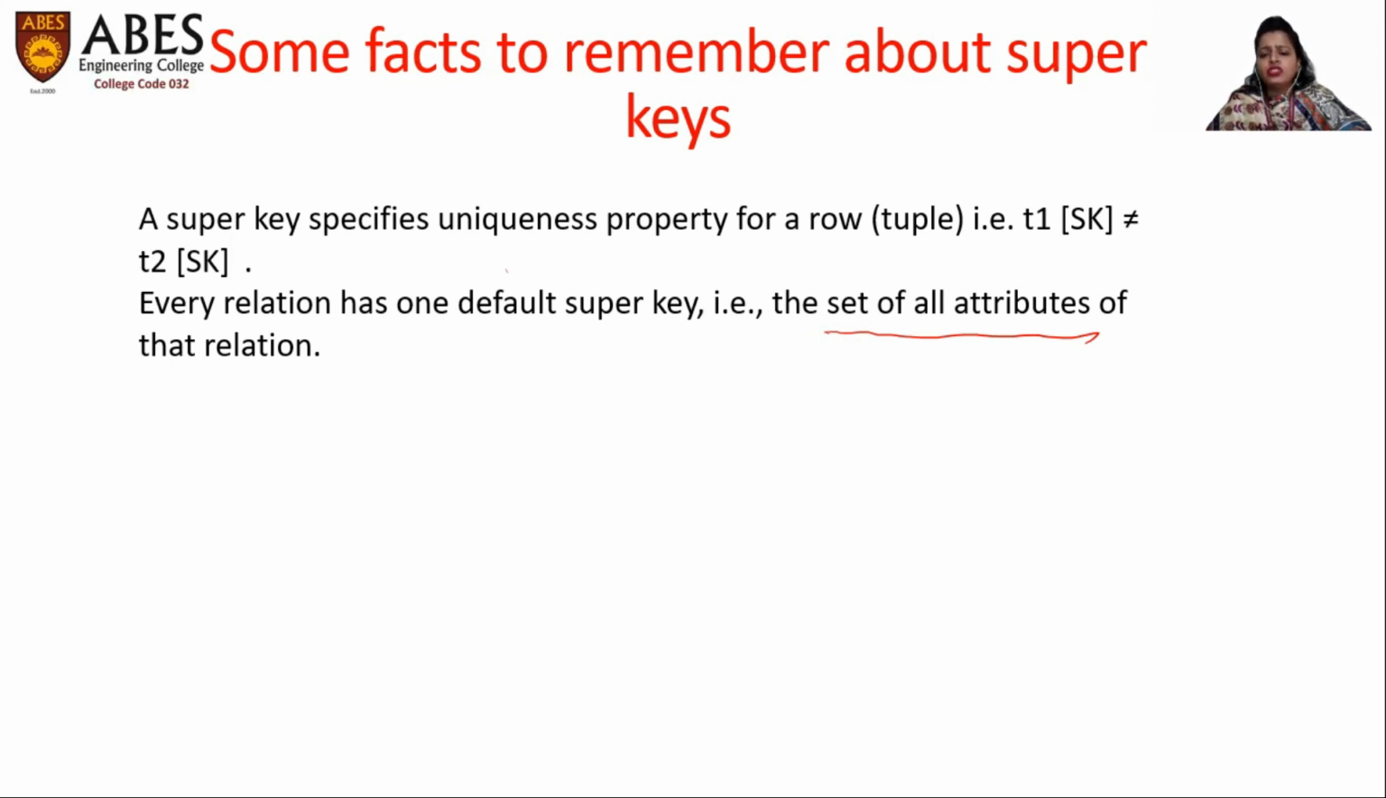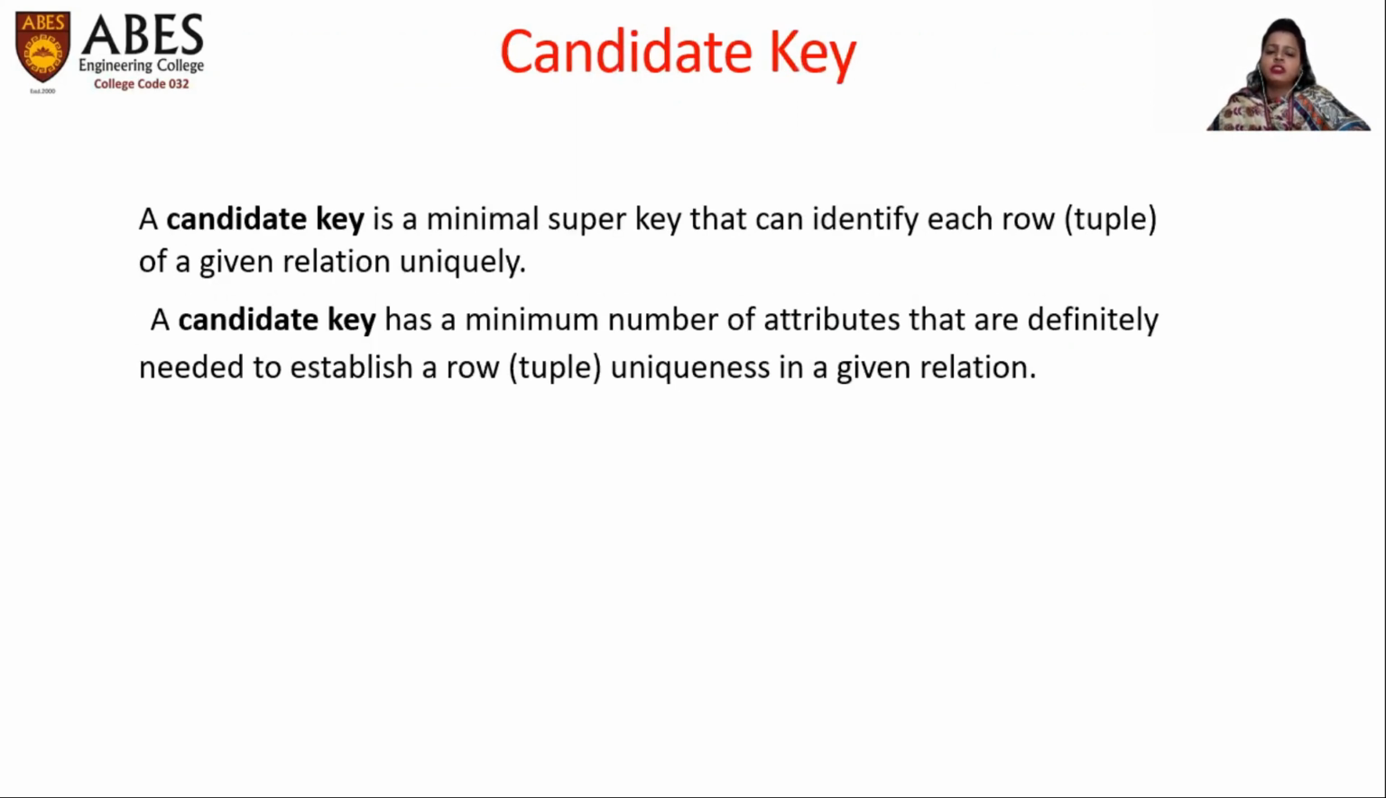So at most, the record will be unique when you combine all the attributes of that relation. Because in the case of a relational database, there is no point of having the same tuple twice. It is not allowed. So in that case, there must be at least one attribute that is different. This is one of the important facts about super key. We are just talking about the basics here.